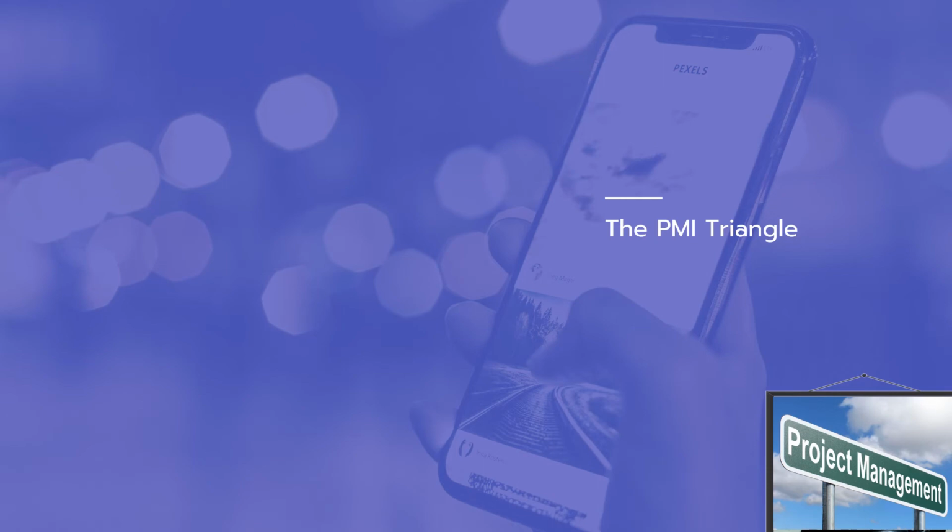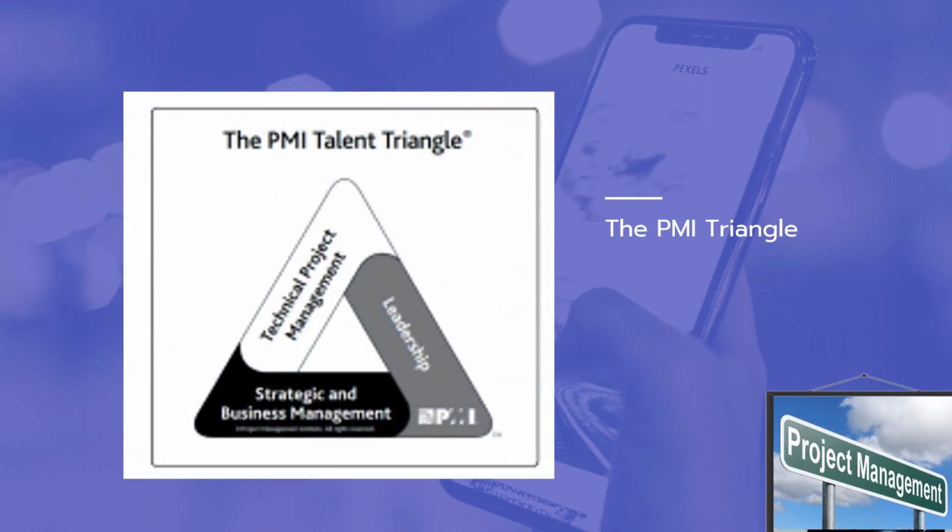What is this PMI Talent Triangle? PMI stands for Project Management Institute. The triangle shows you technical project management, leadership, strategic, and business management. What are these? Actually, these are the ideal skill sets, the skills that employers are looking for. And these are the things that you should be able to develop in yourself so that you can improve as an individual and improve as a professional. So it's a combination of your knowledge and skills in technical project management, leadership, and strategic and business management.